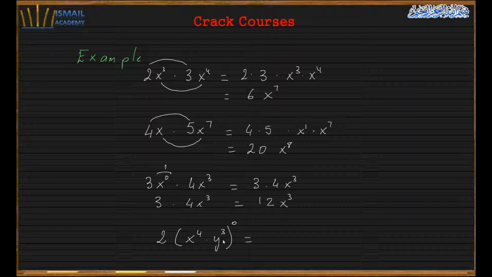So I don't need to worry about the inside, whatever the inside is, as long as everything is to the 0 power. So I just put 1, so it's going to be 2 times 1, which is 2. How big this can be does not matter, as long as I have a 0 as exponent, it's 1. So I hope it's clear.